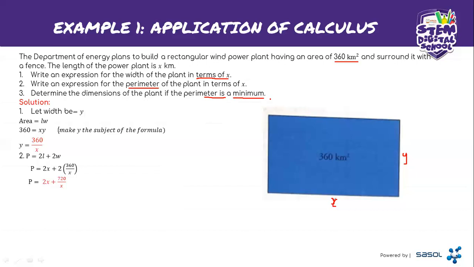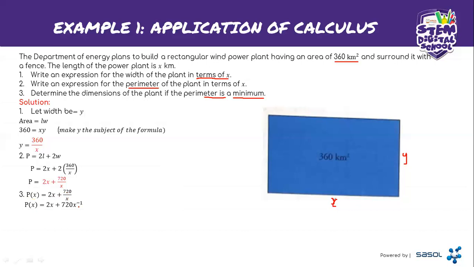Do the minimum, right? So once you come across this word minimum or maximum, you must know that you have to derive. So you have to create an equation like we did here. You can see that we are going to derive with respect to x, right? We're going to do the derivative with respect to x. So we are going to say P of x equals 2x plus 720 over x, okay?